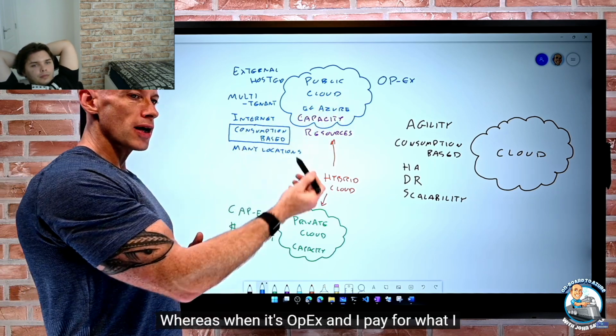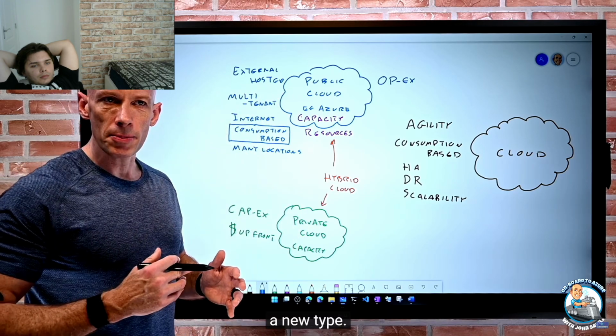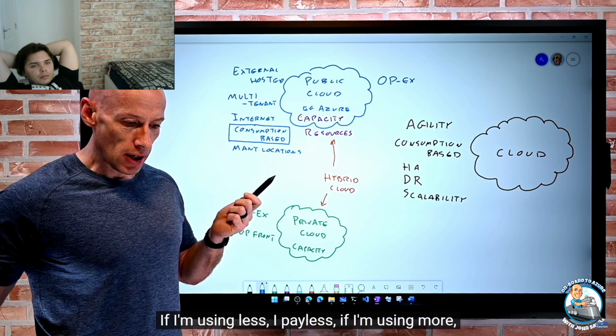Whereas when it's OpEx and I pay for what I use, I can change my mind. I can start using a certain type of resource and then say, actually, that's not the right one for me anymore. Delete it, create a new type. I don't lose any money. I change for what I'm doing. If I'm using less, I pay less. If I'm using more, I pay more.